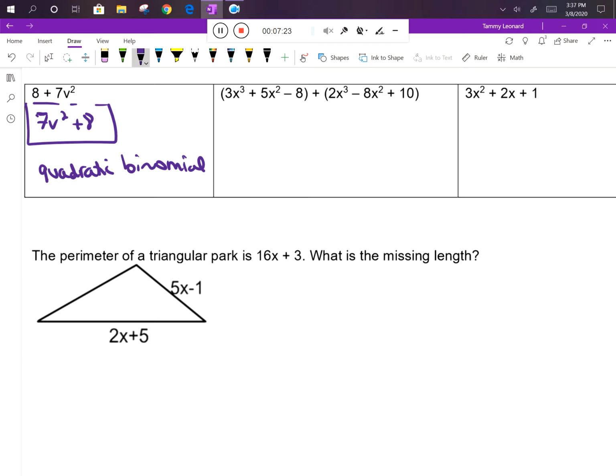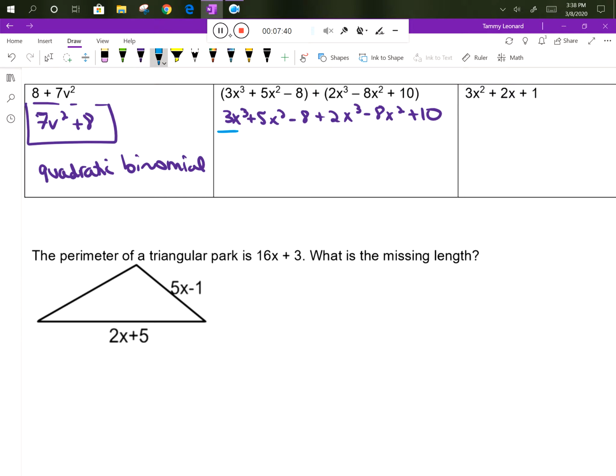Next, we have 2 terms in parentheses, but they're just being added together. And addition or multiplication by a positive 1 does nothing. So I can just rewrite this problem without any parentheses. That lets me see which things can be combined and have the flexibility to actually combine them.